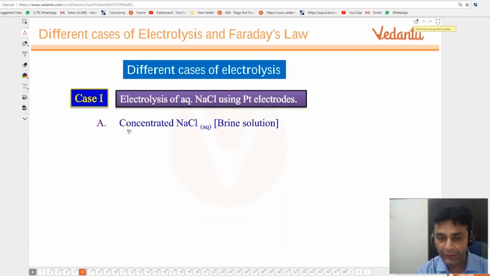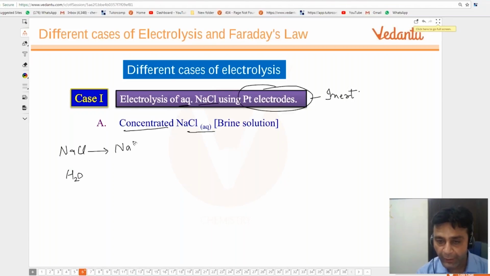First of all, I am talking about the concentrated sodium chloride aqueous solution using platinum electrode. When I say platinum electrode, this is inert. Aqueous means when dissolved in water. So here we have sodium chloride and water. It can dissociate into Na positive and Cl negative, and water dissociates as H positive plus OH negative. Getting me?